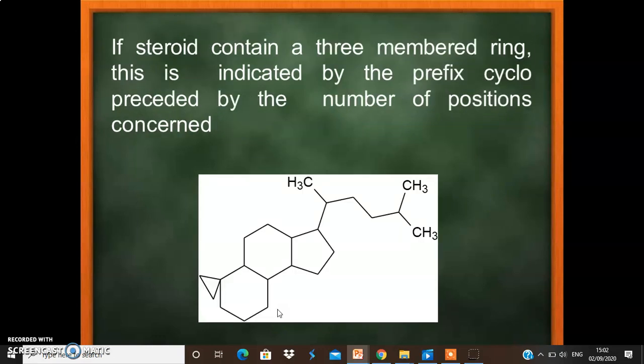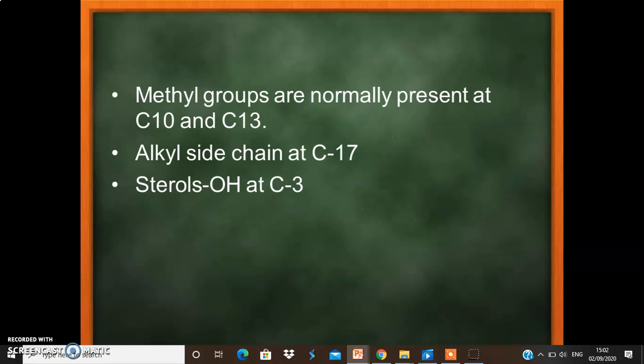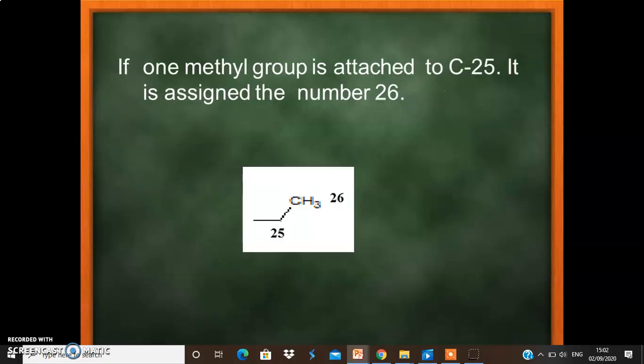If the steroid contains a 3-membered ring, this is indicated by the prefix cyclo preceded by the numbers of the positions concerned. Due to the introduction of the above-mentioned rules of nomenclature, some names employed in the earlier literature have been rejected and replaced. For example, coprostane is now called 5β-cholestane. Also, such compounds are now called cyclo compounds. Now, the methyl groups are normally present at carbon 10 and carbon 13, and the alkyl side chain at carbon 17, while the hydroxyl of sterols is at carbon 3.